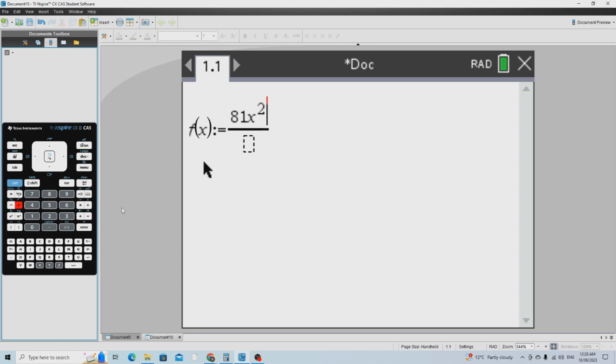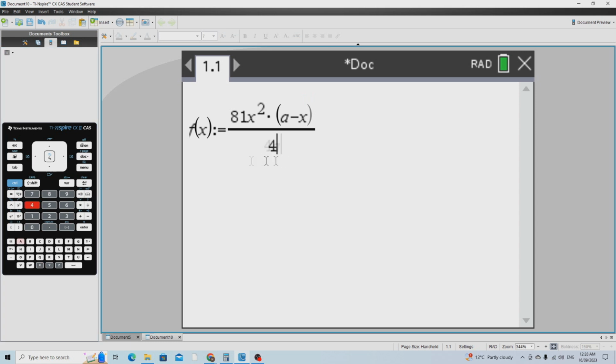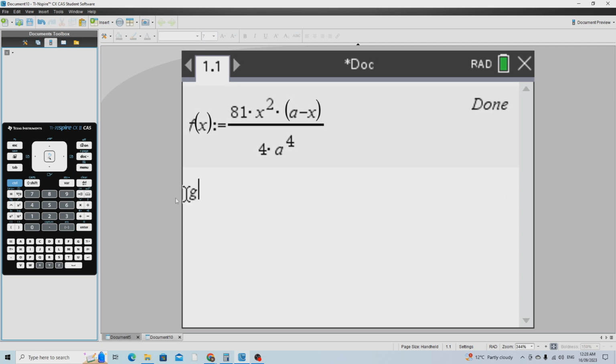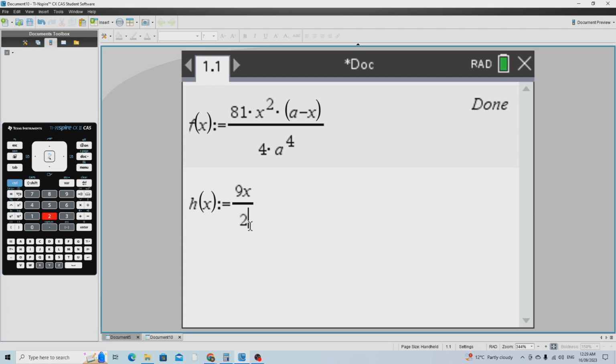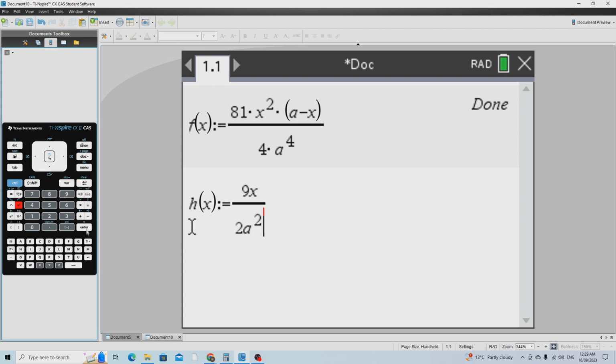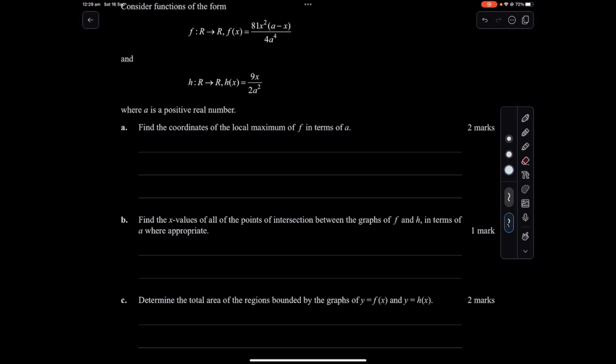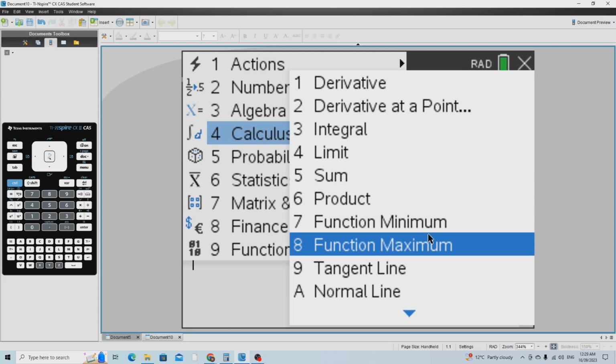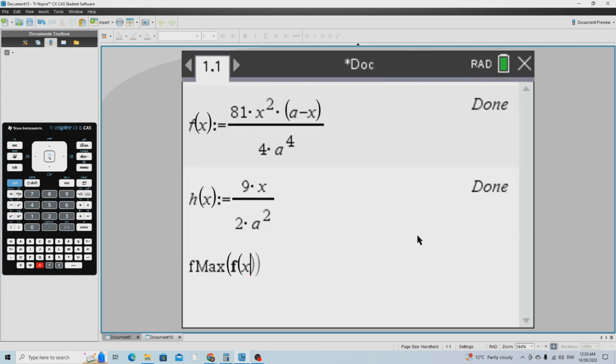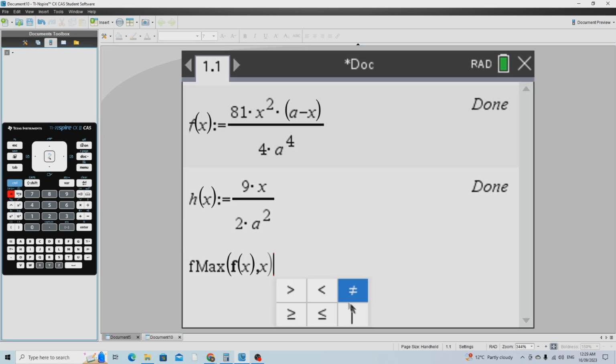x squared times (a minus x), to the power 4a squared, 4a to the power 4 actually. And g of x is, oh, h of x, sorry, what am I saying? h of x is defined as 9x over 2a squared. Done. So find the coordinates of the local maximum of f in terms of a. So if we go menu, calculus, local maximum of f of x, comma x, where we know a is a positive real number, so we can just say a is greater than 0.